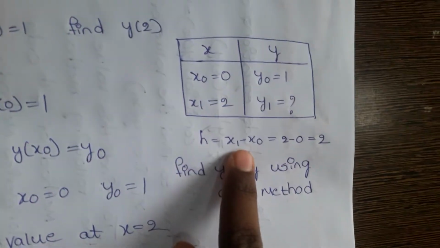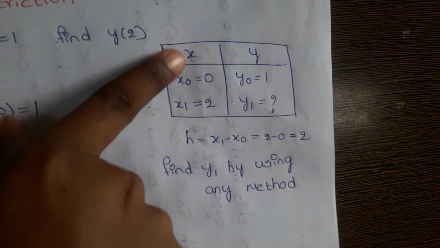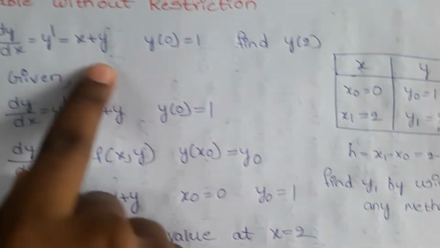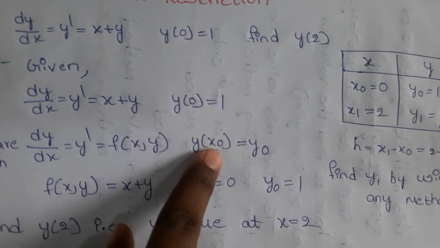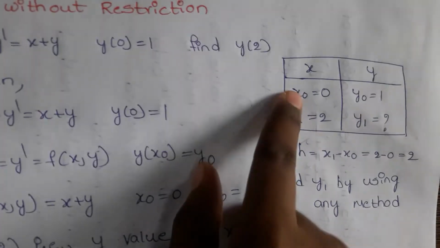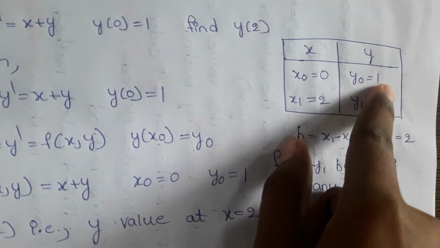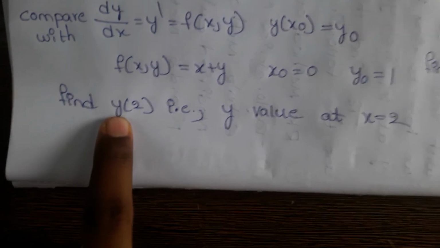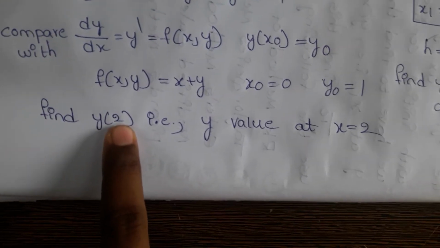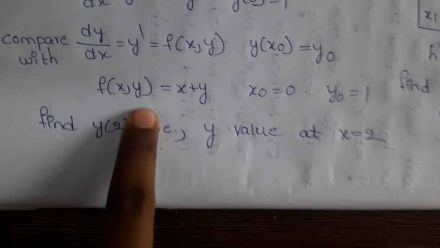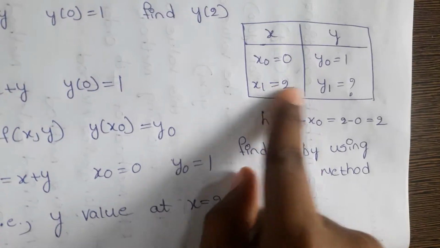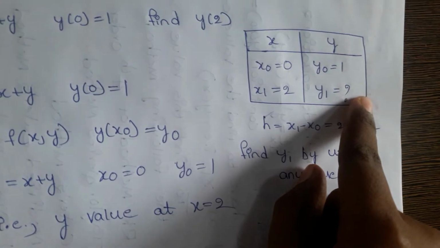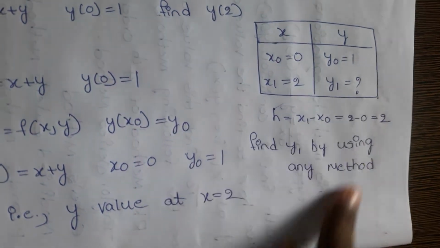This is the table. Very, very important. So in the x column we have x0 is equal to 0, the initial condition. x0 is 0, y0 is 1, x1 is 2, and y of x1 we need to find. That is, x1 is 2, y0 is 1, and y1, how much? We need to find that y1.